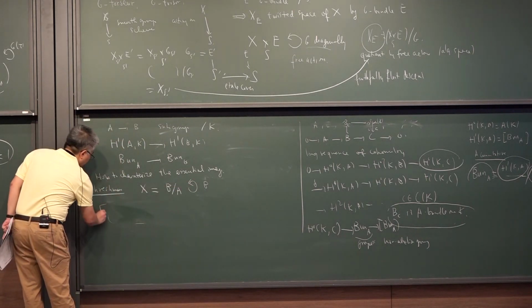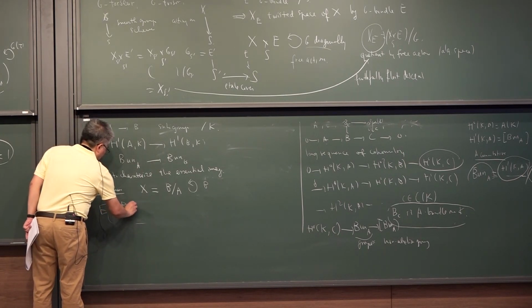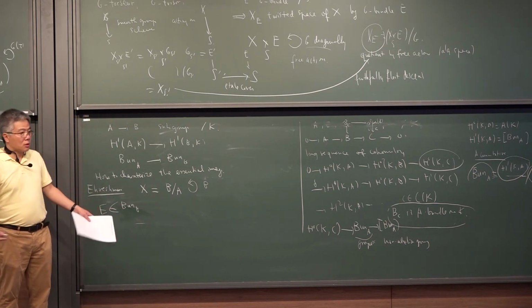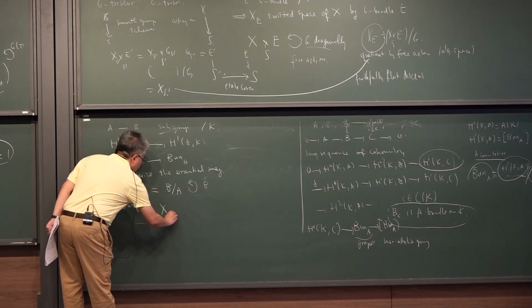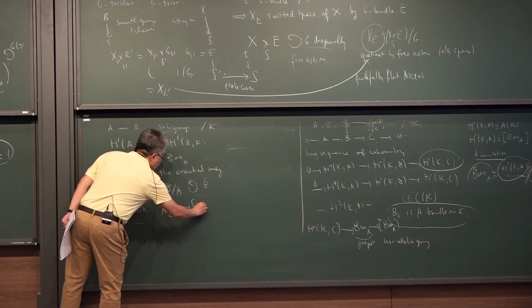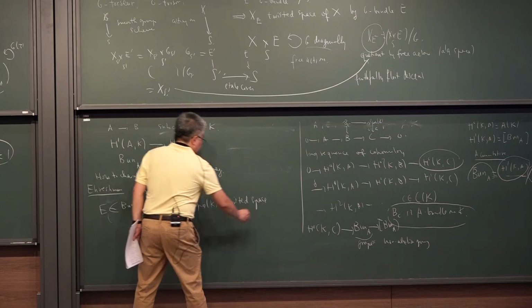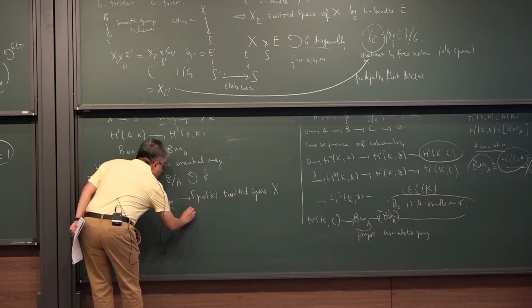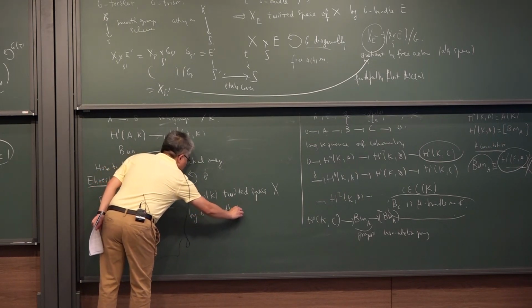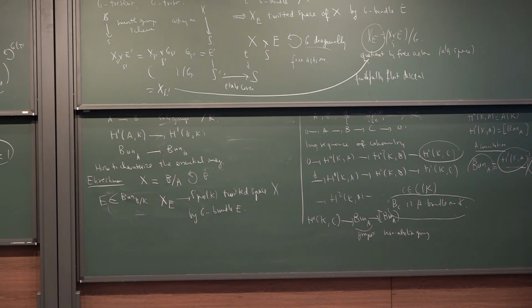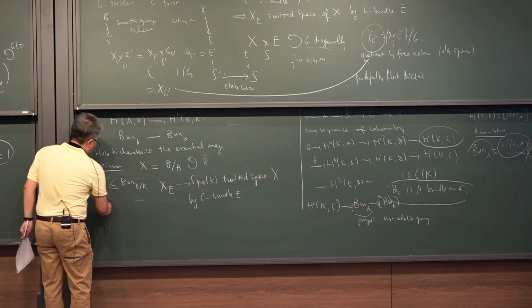And so for every principal B-bundle E, you can do the twisting construction. Then you can do the twist of the space X by the B-bundle. This makes sense. So this is a scheme which becomes isomorphic to X after some finite extension of the field. And on the rest, we then have the following.